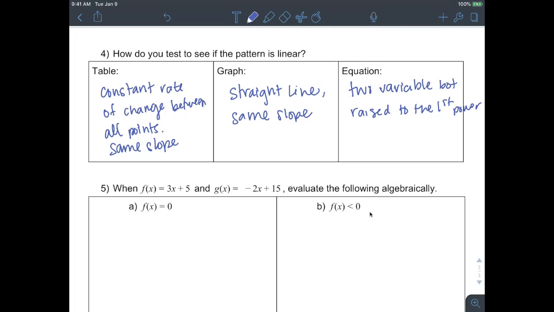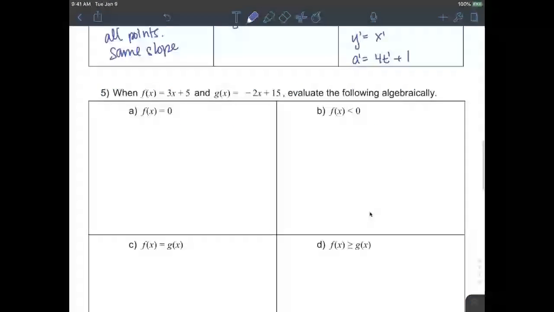So like y is equal to x, or a is equal to 4t plus 1. So in this case, two variables, they just are not our traditional x and y, but I have an exponent of 1, an exponent of 1, exponent of 1, exponent of 1. Okay. Lastly, we're going to do a little algebraic evaluating.